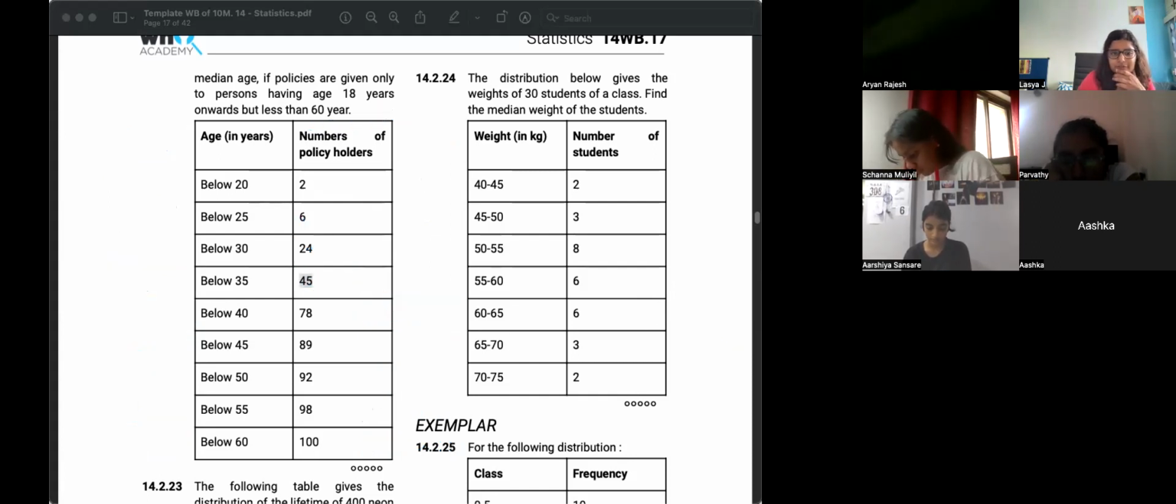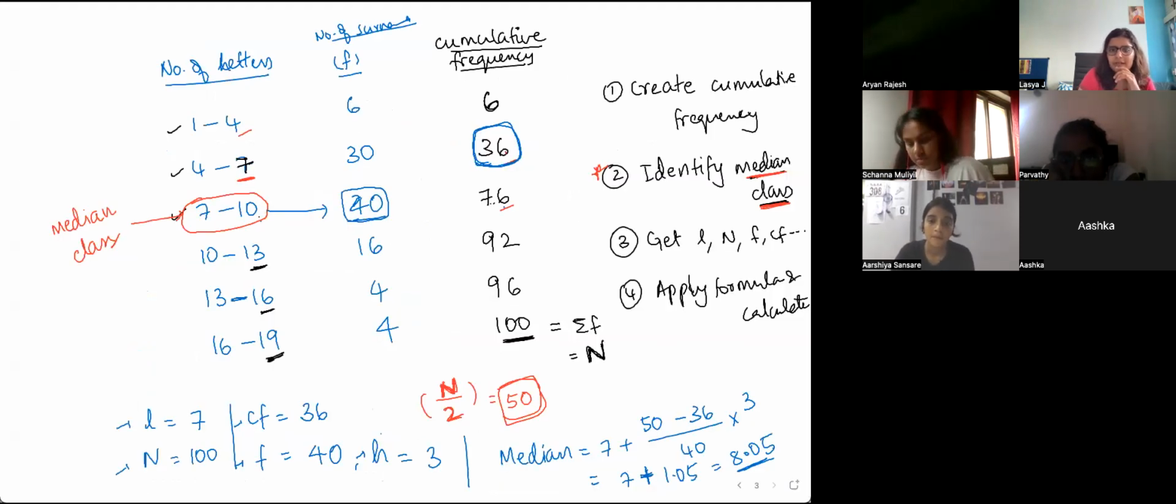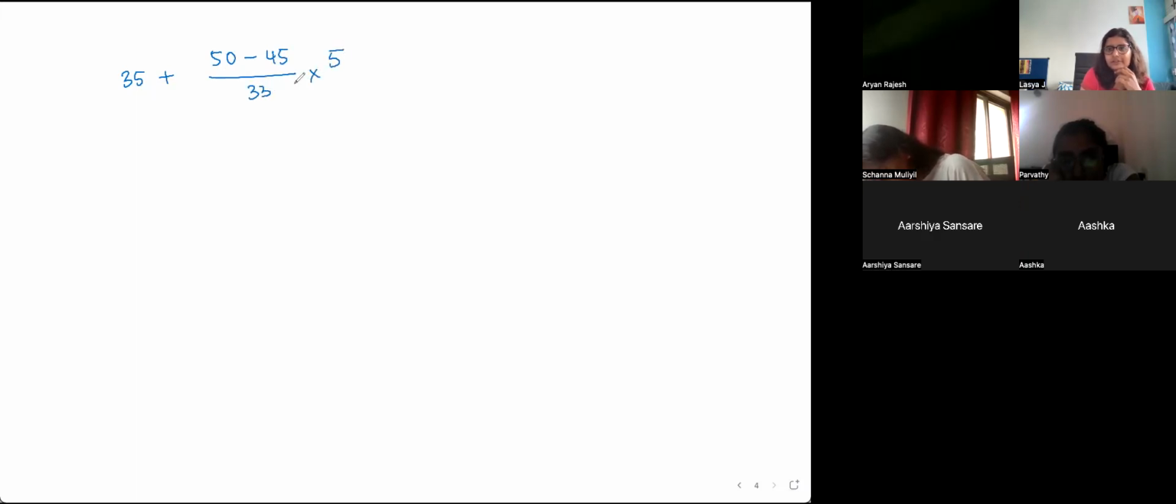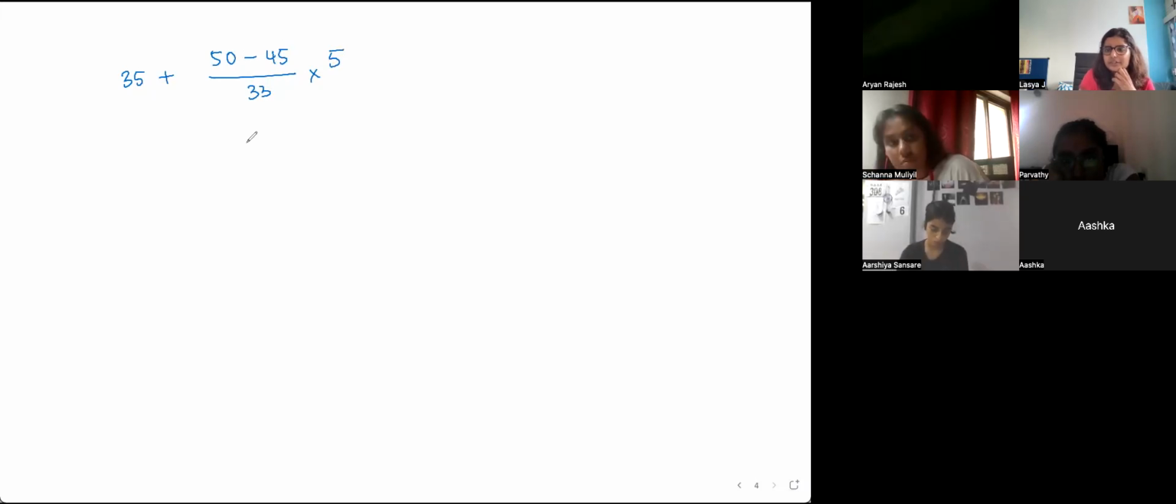Yeah, I'm assuming all of you have noted down the table. So this will be your calculation, guys. This problem ke liye. So L is 35 plus n by 2 is 50 minus 45, class preceding the median class, divided by 33 into 5. Yeah. So ये सारे numbers ठीक है क्या? Ashia and Shana.